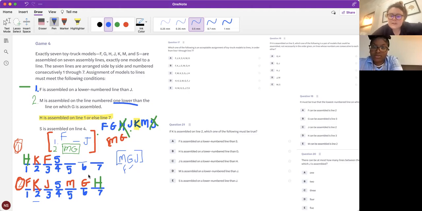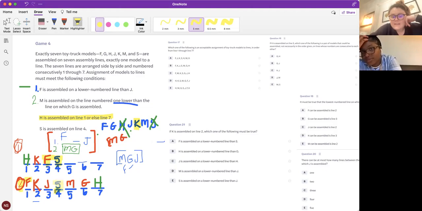All right, so we have our two scenarios. So now what must be true? I'll start with A so you can hear my thought process. It says F is assembled on a lower line than S. I think this is the answer. But does that have to be true? Well, in scenario 1, we have M lower than S. And in scenario 2, we have F lower than S. So I like that one.